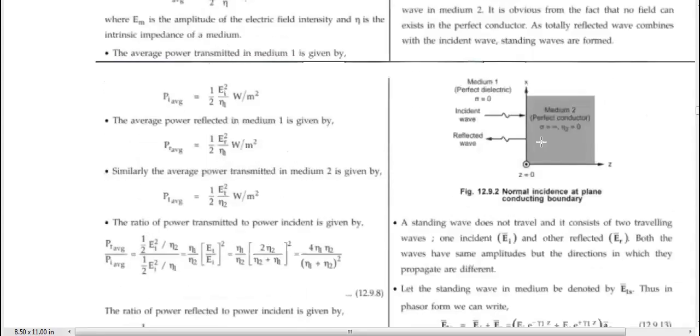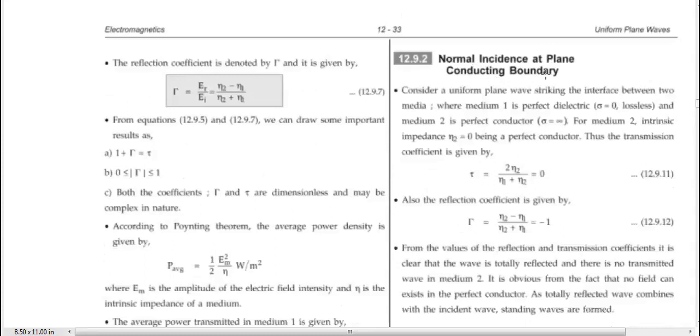Then the next topic is normal incidence at a plane conducting boundary. Normal incidence at a plane conducting boundary. Previously, it was the interface between dielectric 1 and dielectric 2. But when you go for normal incidence at a plane conducting boundary, it means on the right hand side is the conductor and the left hand side is a dielectric. On the right hand side the conductivity is very high, nothing but sigma is very high. If sigma is very high, what is the eta value?